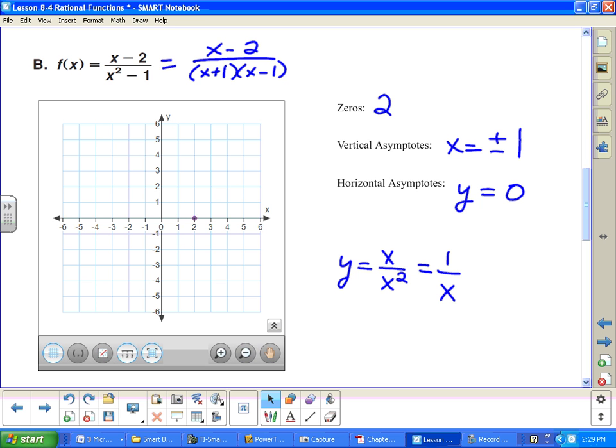Okay. So if I put 0 in for x, then in the numerator I'm going to have negative 2, right? In the denominator I'm going to have negative 1. And negative 2 divided by negative 1 is positive 2. Okay? So we have a y-intercept at positive 2.